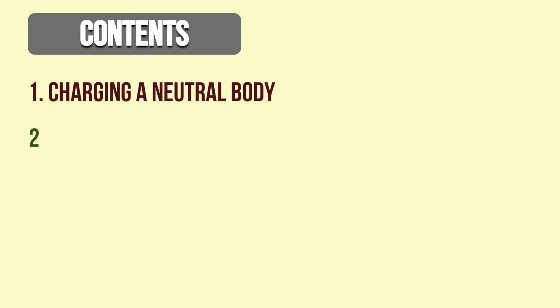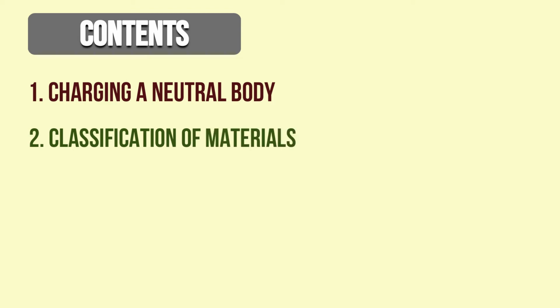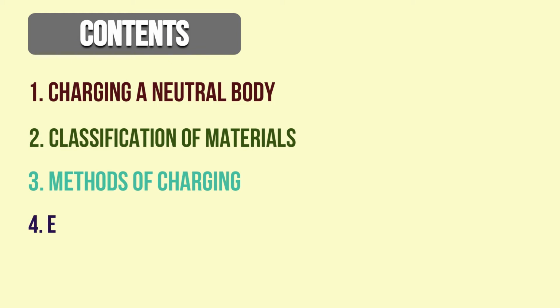First, we will discuss how to turn a neutral body into a charged body. Next, we will see the classification of materials based on their ability to conduct electric charge. After that, we will see the different methods of charging a body. And finally, we will end our discussion with the electroscope, which is a simple device to detect the charge on a body.